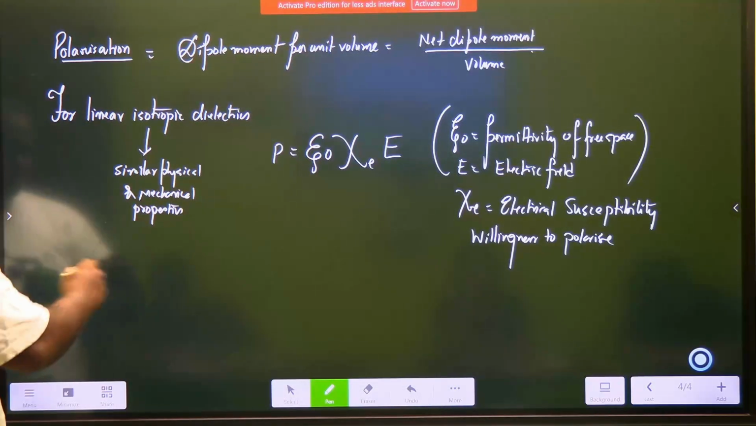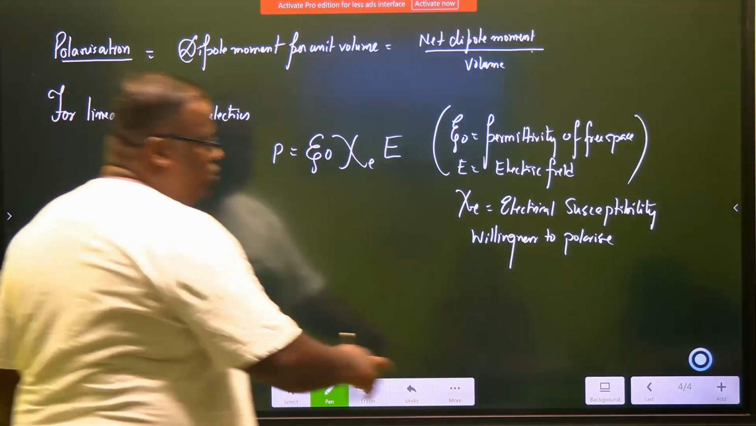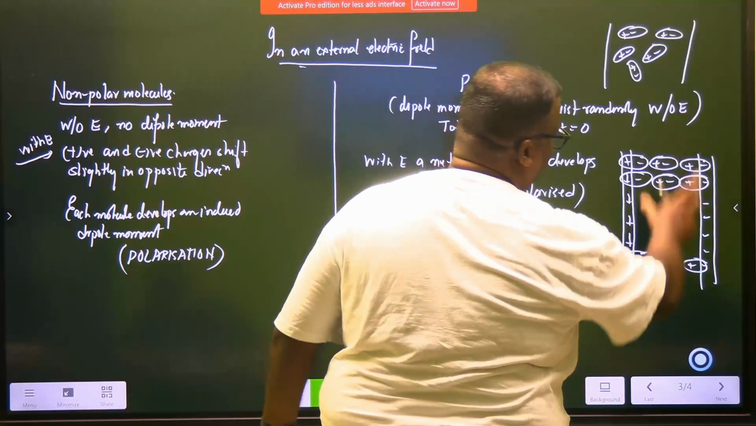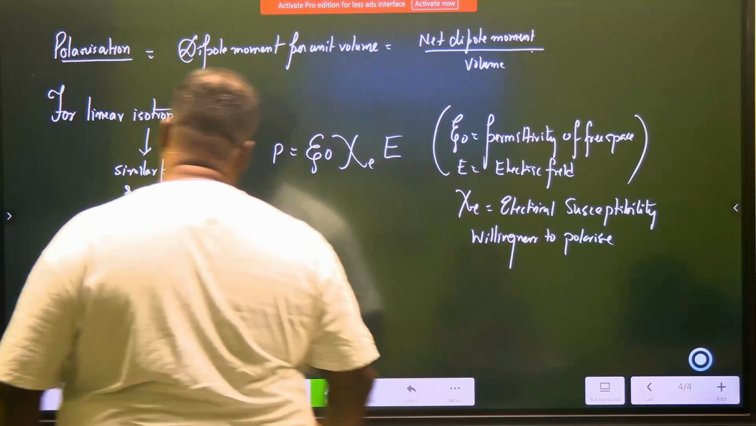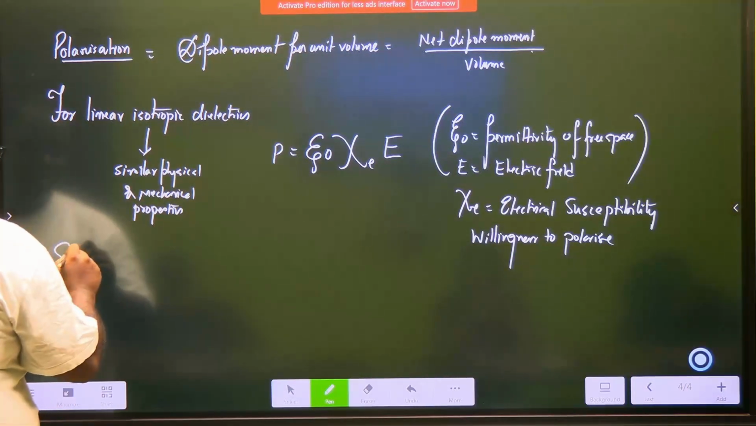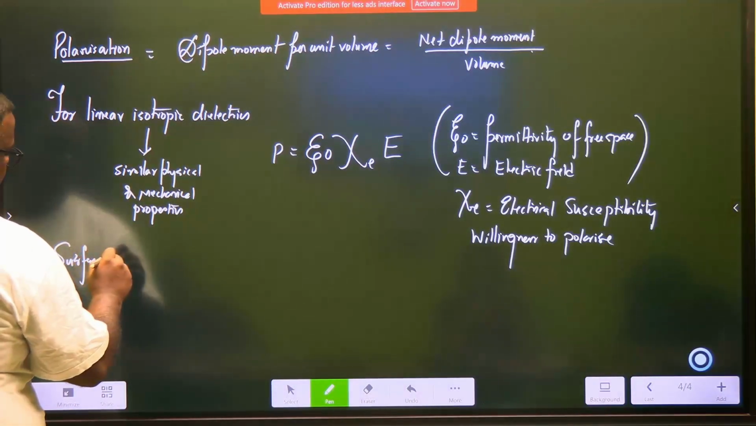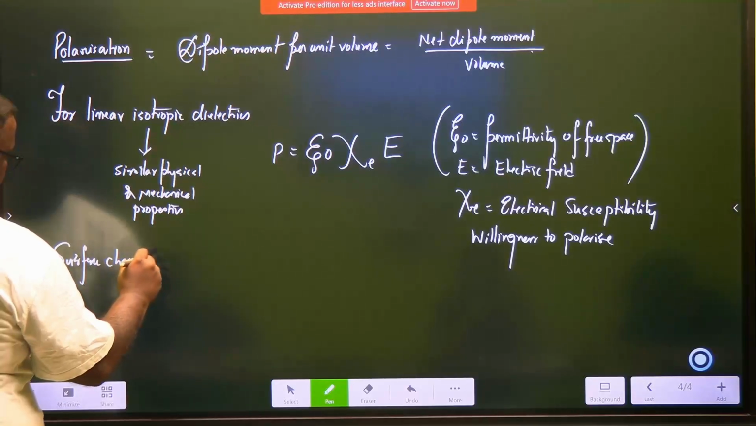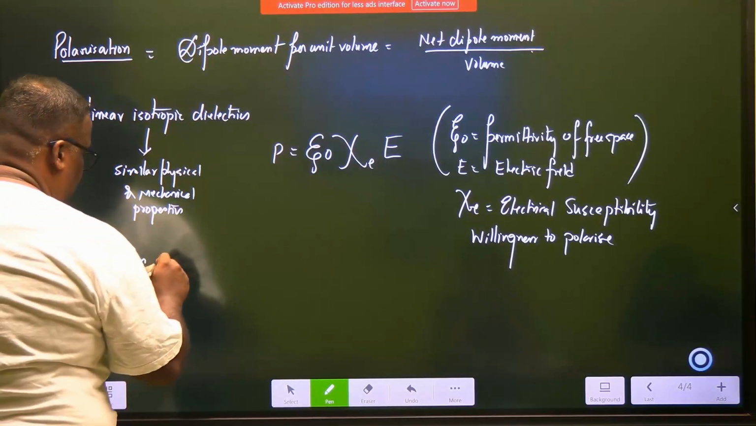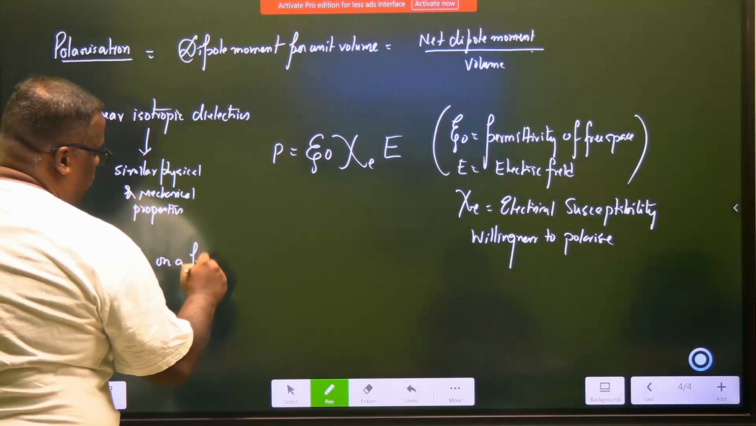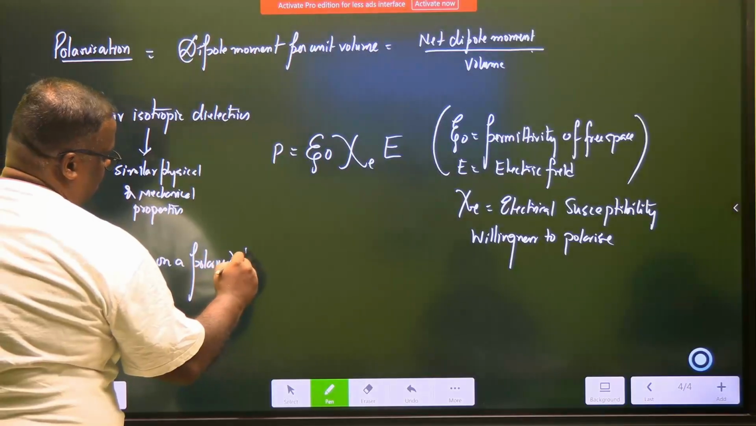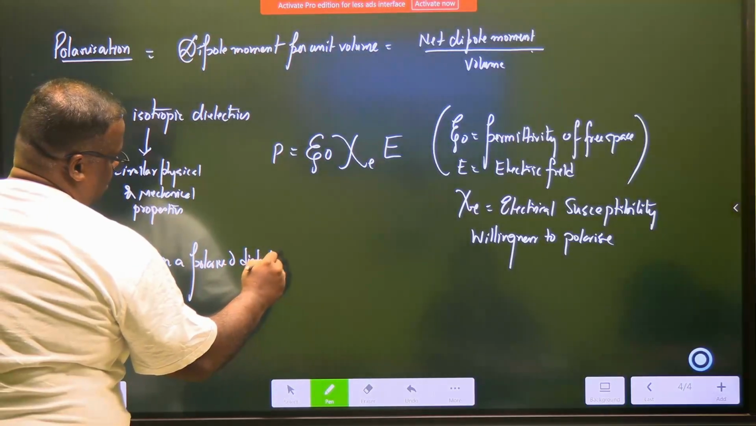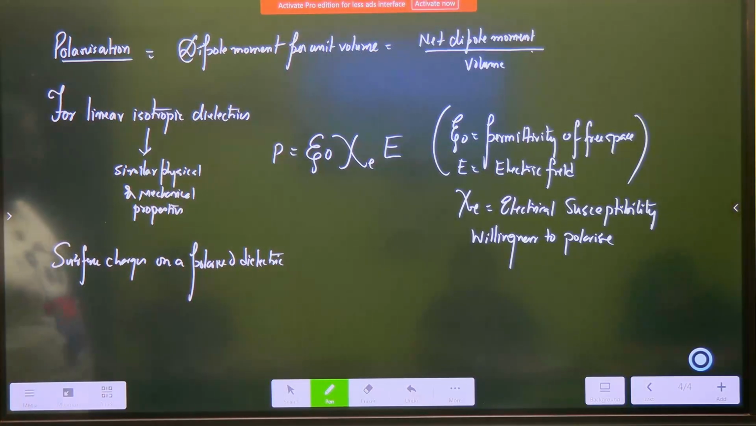Now, since you have polarized, I go by this drawing. Since you have polarized, you have created some surface charges. So let's talk about these surface charges now: surface charges on a polarized dielectric. Is the concept getting clear?